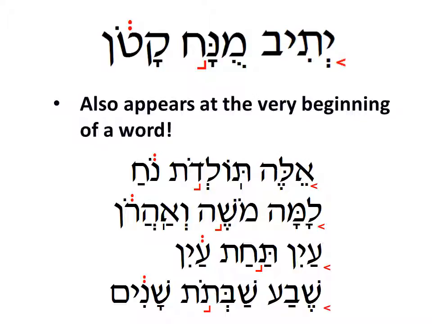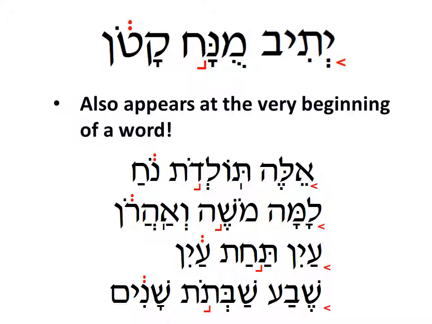Let's go back to the Uteiv. Here you have the whole sentence, and it sounds like this. Uteiv, munach, katon, goes very high. Uteiv, munach, katon. Look at the words that the Uteiv falls on. Ele, lama, ayin, sheva. All small syllable words that are accented at the first syllable. The trope mark always appears before any vowel or anything. That's how you know. And again, it's always at the very beginning of the clause.